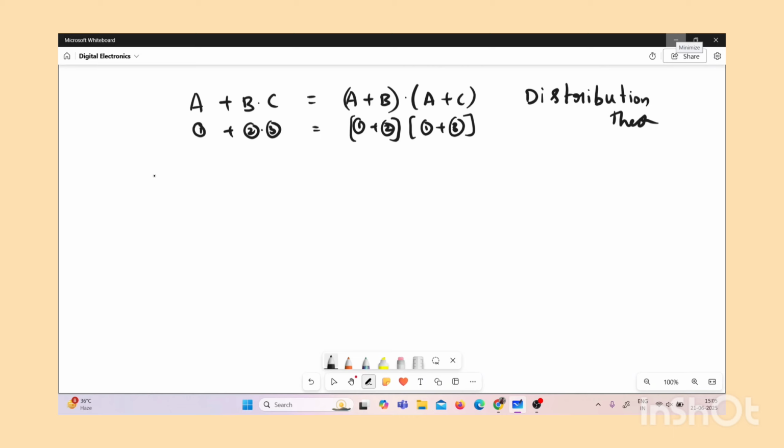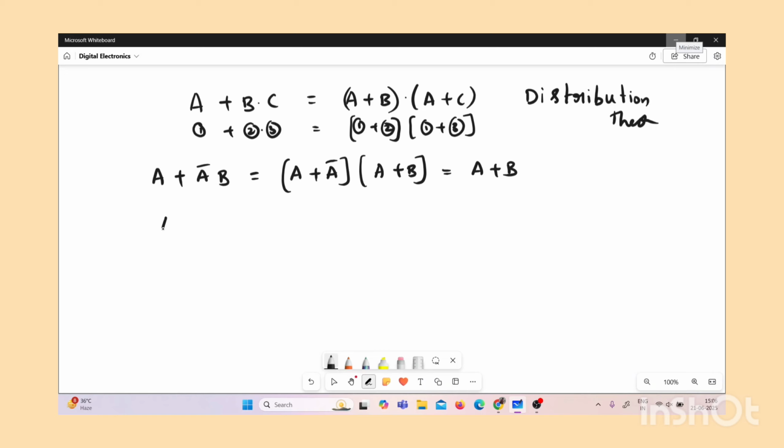Let us simplify using the above theorem. A plus a bar b can be written using the above theorem. That means we are applying the distribution theorem like this: a plus a bar into a plus b. It means a plus a bar is 1 into a plus b. So a plus a bar b is equal to a plus b.